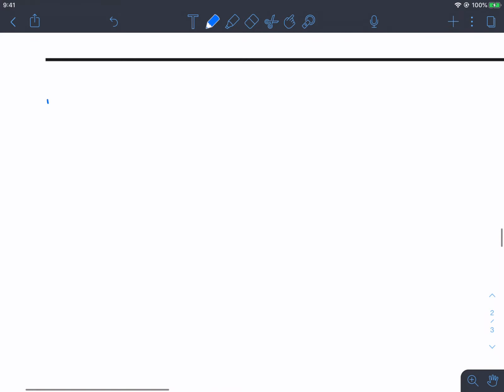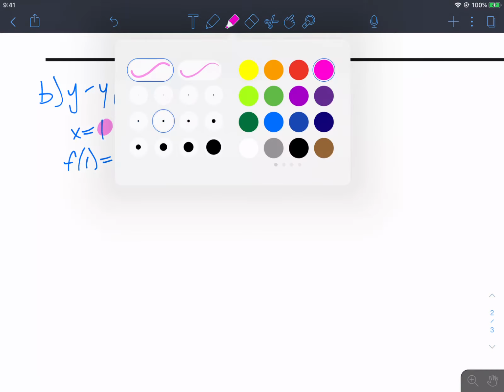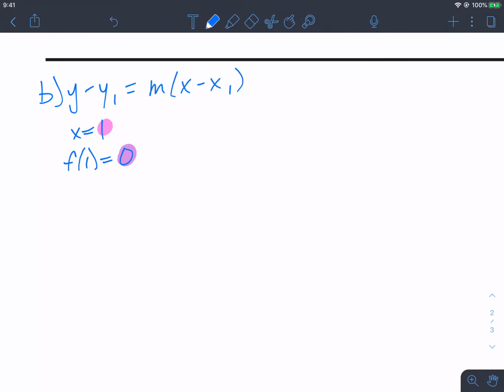Okay, so a tangent line. Remember what a tangent line is? A tangent line is y minus the y coordinate equals the slope times x minus the x coordinate. In order to write that equation, I need a point and I need a slope. It says that x equals 1, and it also tells me that I have that initial condition of f(1) equaling 0. So I have my x, I have my y, but I need a slope.